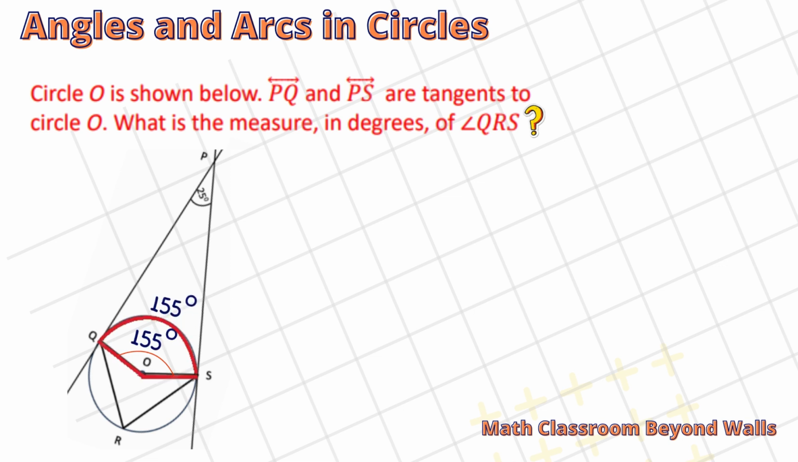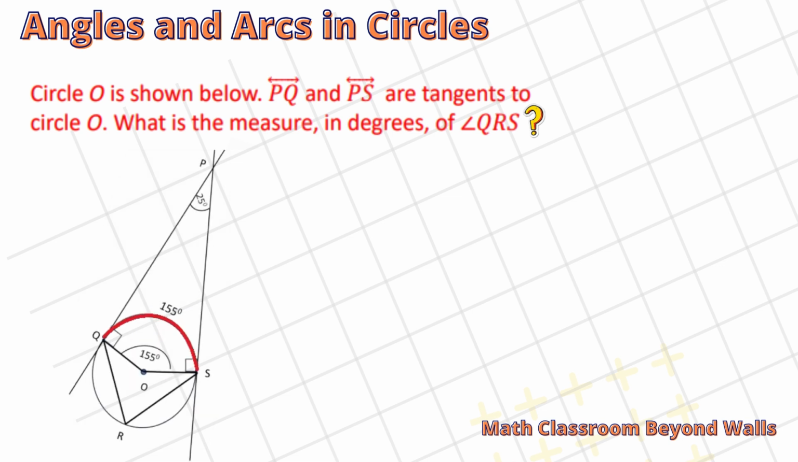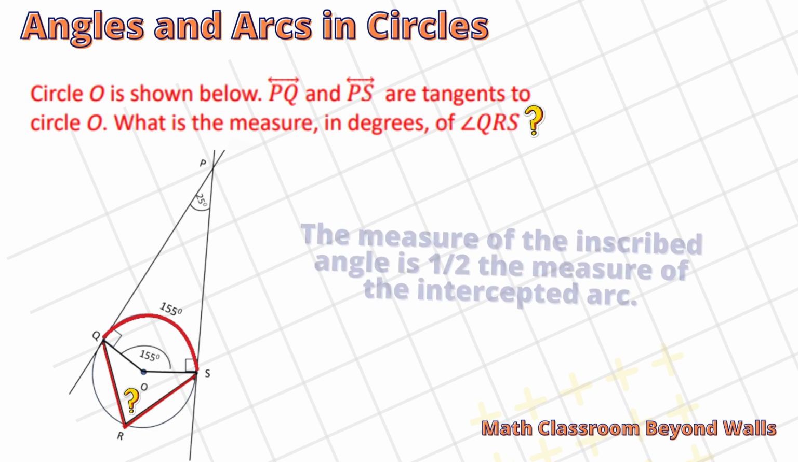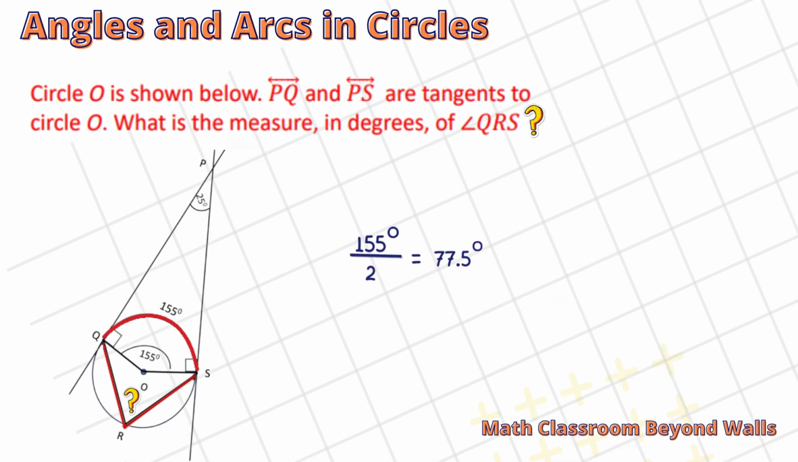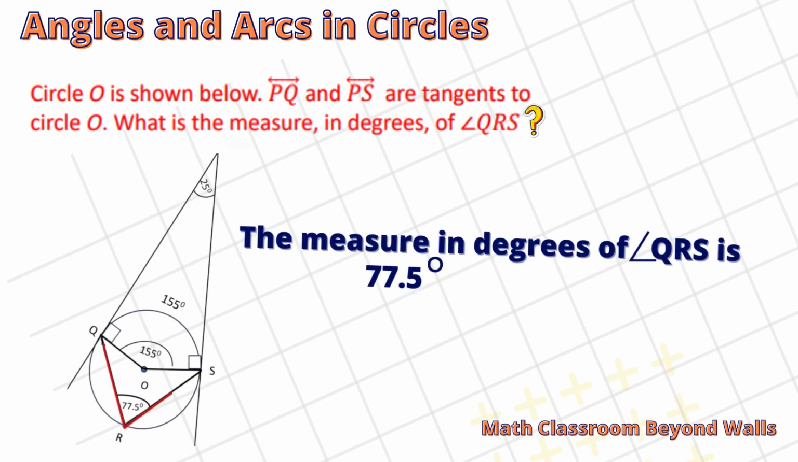Wow, we're almost there. Since arc RQS is the same arc that is intercepted by the inscribed angle, angle QRS, whose measure we are looking for, we can now determine the measure of angle QRS, right? Remember that the measure of the inscribed angle is 1/2 the measure of its intercepted arc. 1/2 of 155 is 77.5. Bingo! Thus, the measure in degrees of angle QRS is 77.5 degrees. We are done and we have solved the problem.